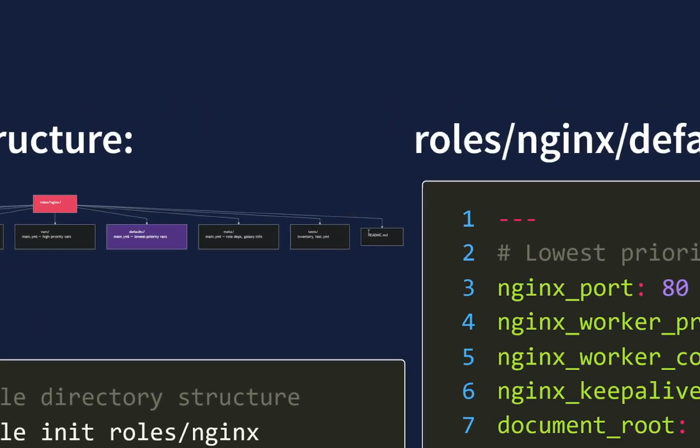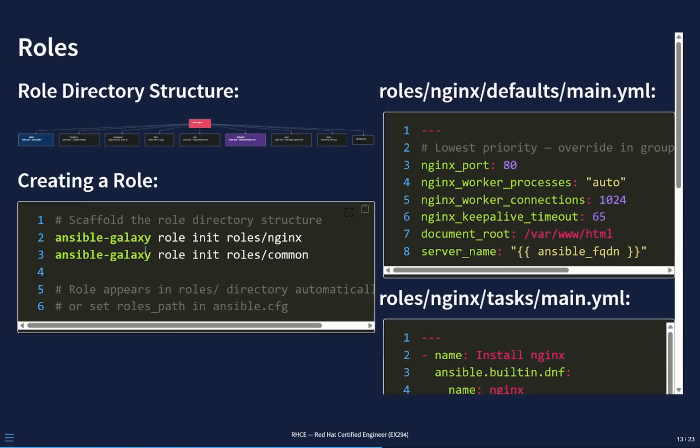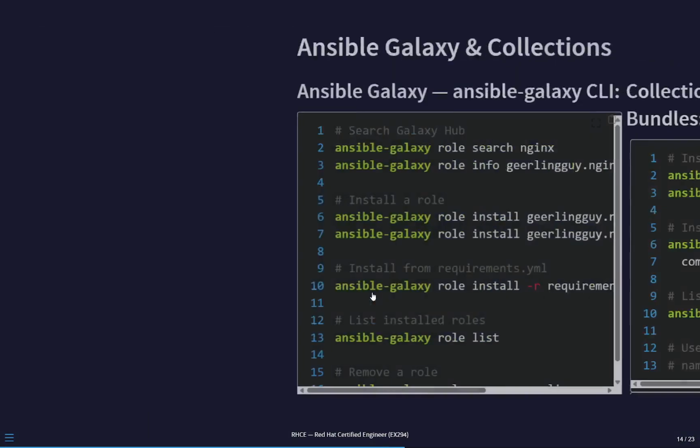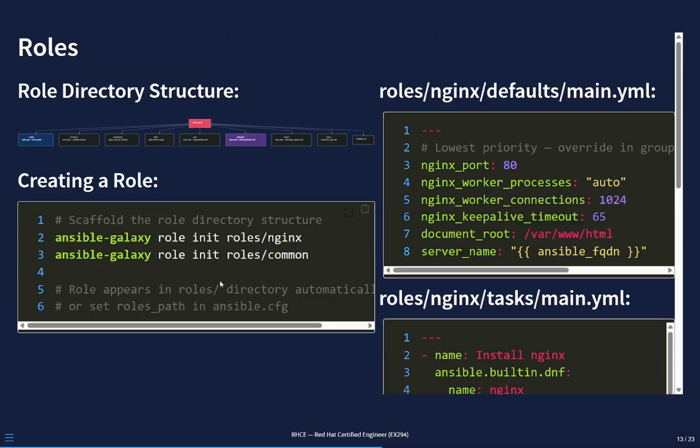Next, the defaults versus vars distinction is crucial and heavily tested. Variables in defaults/main.yml are the lowest priority. They can be overridden by inventory vars, group vars, play vars, or anything else. This is intentional. Defaults are documented baseline values that users are expected to override.